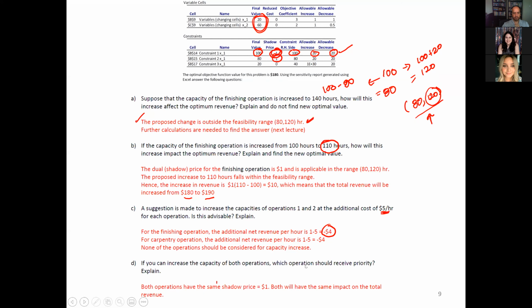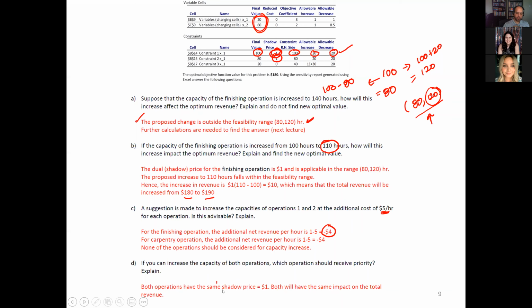And then here, if you can increase the capacity of both operations, which operation should receive priority? Again, you look at the shadow price. In this case, the shadow price is the same. So both operations have the same shadow price, $1. So both will have the same impact on the total revenue.